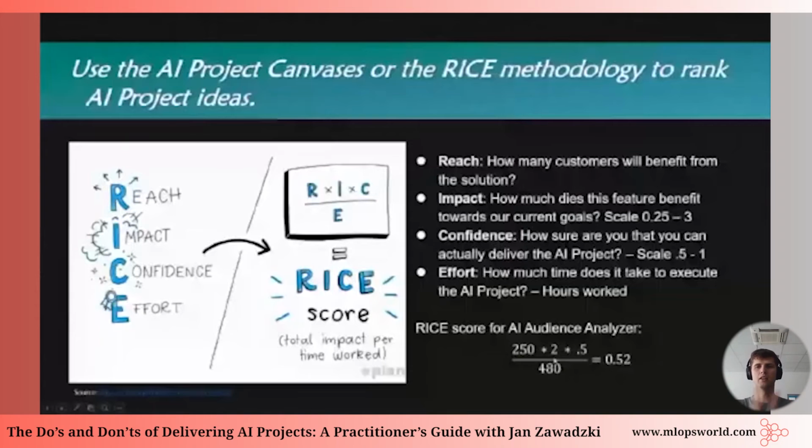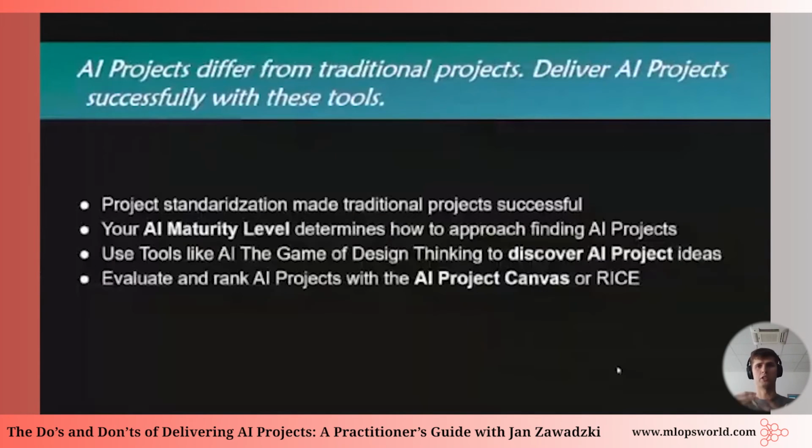Last slide. Okay. What you should remember from this presentation is: always start with your AI maturity level. Where are you? Are you a beginner, professional, or an AI-first company? Depending on that, you need to use different methods. Then, what can help you to generate AI project ideas are tools like the AI game, design thinking, or simply asking, what's your biggest problem?